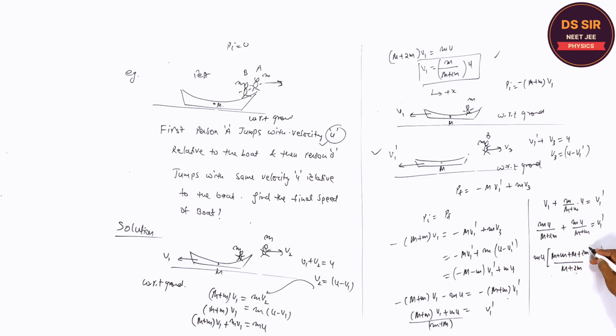This is 2m is equal to v1 dash, right? So this is mu upon m plus 2m, 2 capital M, 3 small m into v1 dash, right?